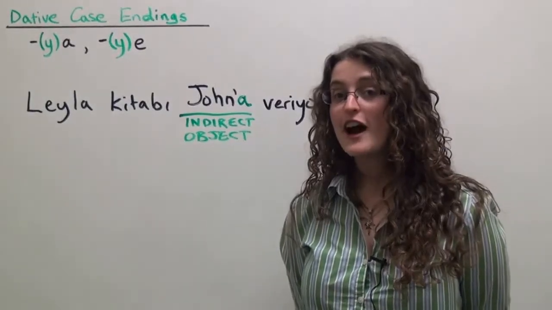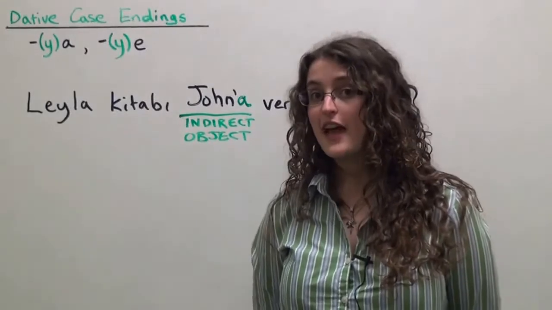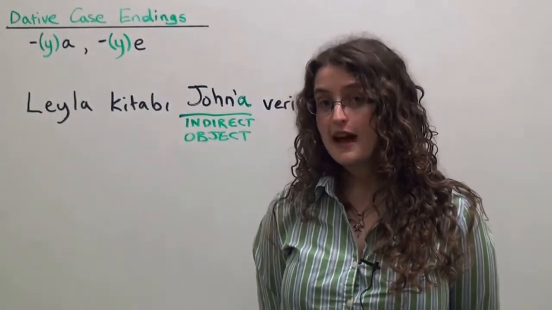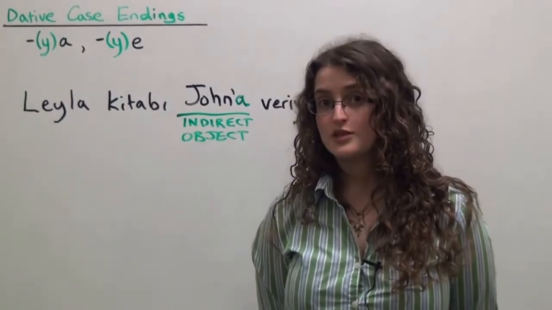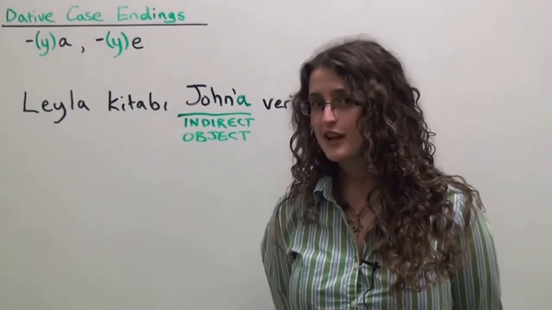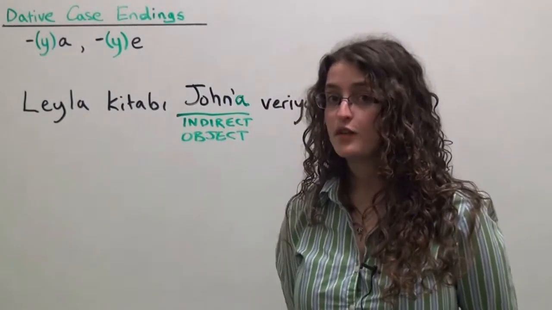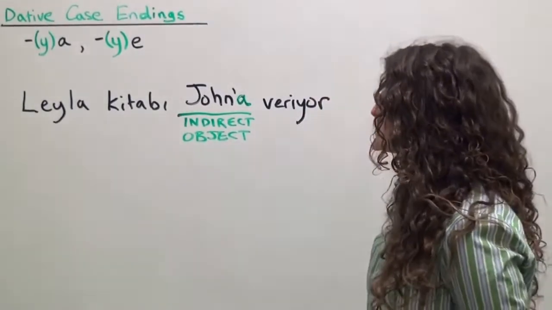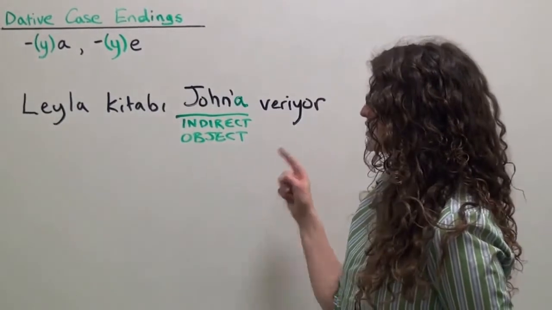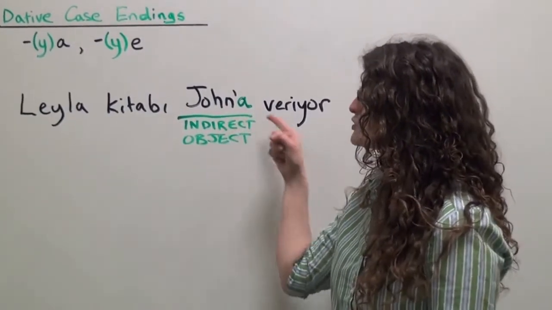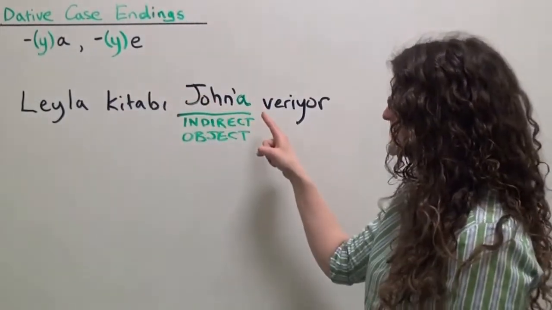Now we're going to talk about the dative case in Turkish. The dative case is a set of endings which you add to a noun or a pronoun in Turkish, which is the indirect object of a sentence. What's an indirect object? Let's look at the example sentence, Leyla gives the book to John. So in Turkish, Leyla kitabı John'a veriyor. John, to John, is the indirect object and therefore receives the dative case ending.